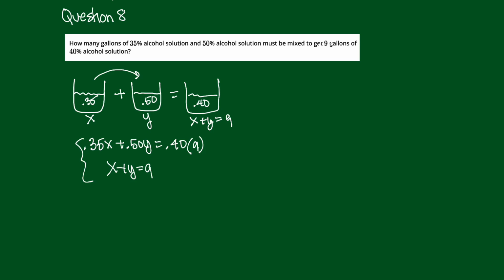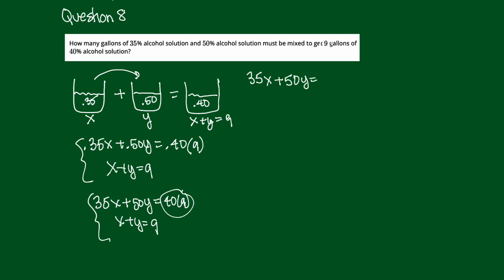Now, up front, why don't we just eliminate all these decimals? So how about if we write 35x plus 50y is equal to 40 times 9, and then x plus y is equal to 9. So let's go ahead and make that computation. Let's rewrite the whole system up here on top. 35x plus 50y is equal to 9 times 4 is 36, and I've got a 0. Then I also have x plus y equals 9. Now we can solve this system.